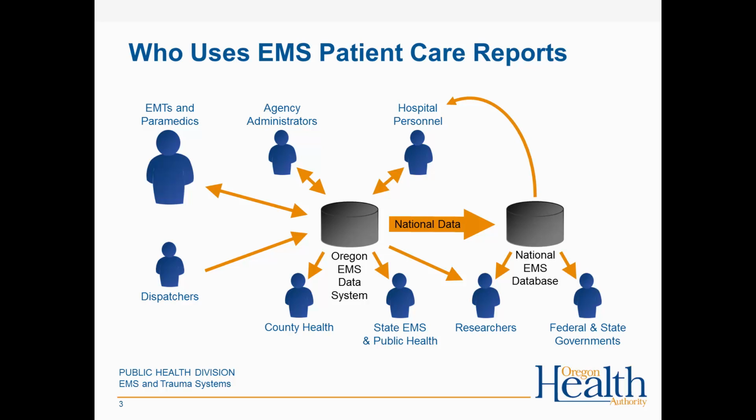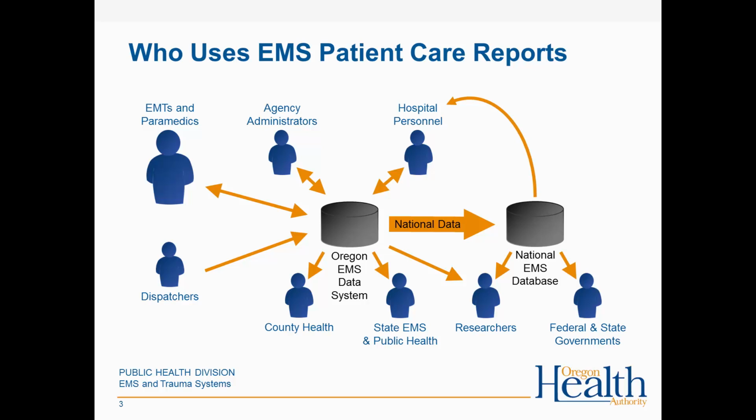Oregon sends some information from its EMS data system to a national EMS database. Some data in that database is publicly available, so you can also go to the national EMS database to run reports that help you better understand how EMS is working across the country, and perhaps compare EMS in your area to EMS elsewhere. In addition to EMS agencies and hospitals, several other people have access to Oregon's EMS data system, including county health departments, the state EMS office and public health officials, and researchers.